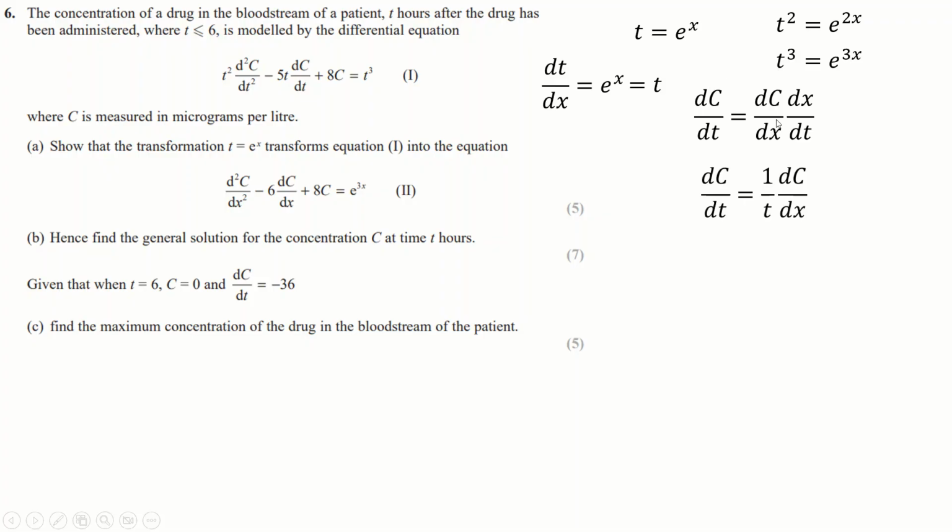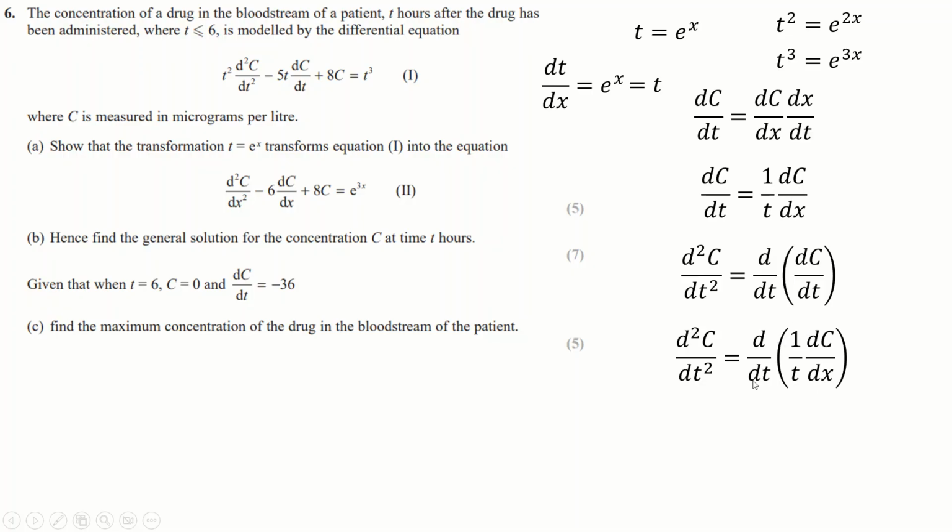And now, you can't just do a nice easy trick like this to get d2c by dt squared. What you need to do is actually take this and differentiate it. So d2c by dt squared is what happens when you differentiate dc by dt with respect to t. But of course, dc by dt is this, so let's just differentiate this with respect to t.